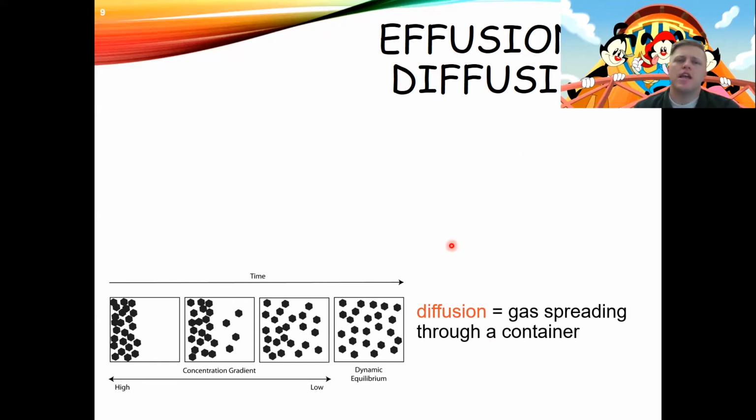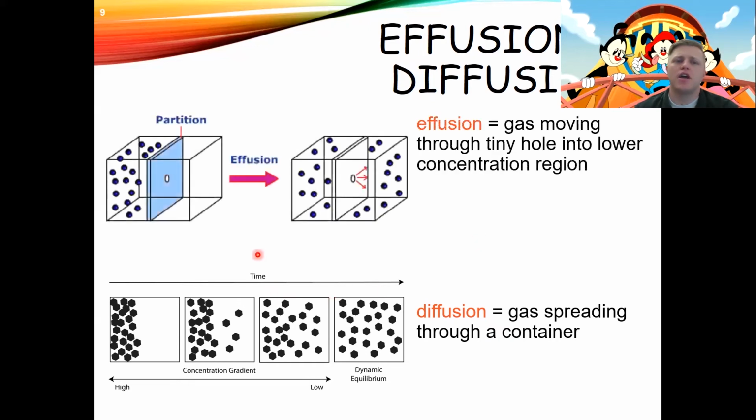Effusion is similar, except effusion is talking specifically about the part where the gas is going through a tiny hole. This is actually also happening if you open a gas cylinder, right? If you open a gas cylinder, now all the gas is going through a tiny hole in that cylinder that's letting all the gas out. So effusion is gas moving through a hole where you have a higher concentration of the gas on one side than on the other. So the gas is trying to move through the hole so that it's properly spread out and properly diffused.